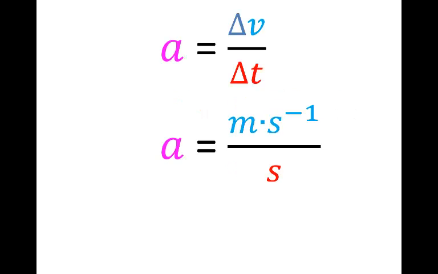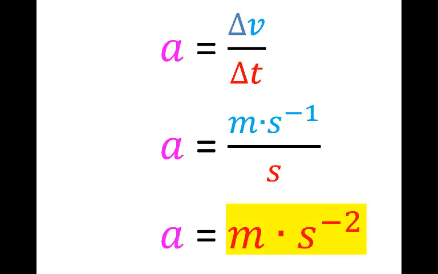And the unit of acceleration is meters per second, because change in velocity is measured in meters per second, and then that is divided by time. So meters per second divided by second. Another way of saying that is meters per second squared, or meter dot second to the -2.